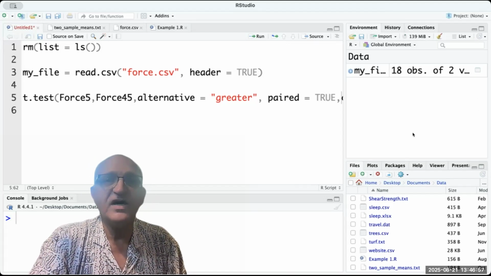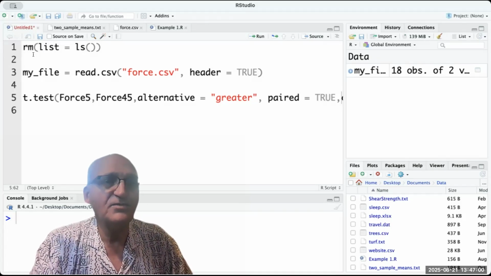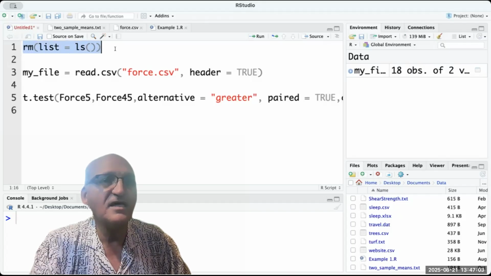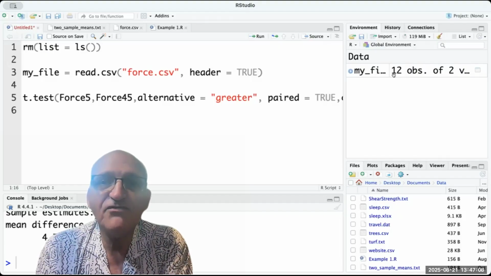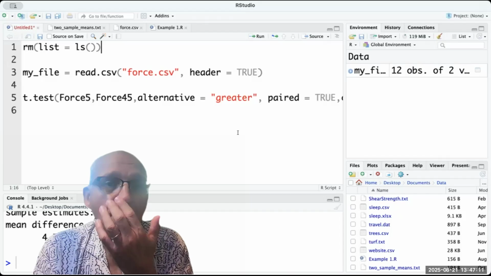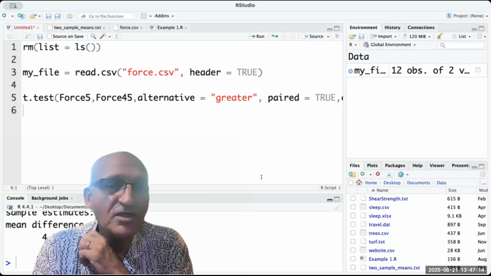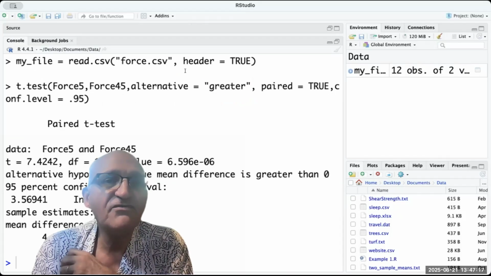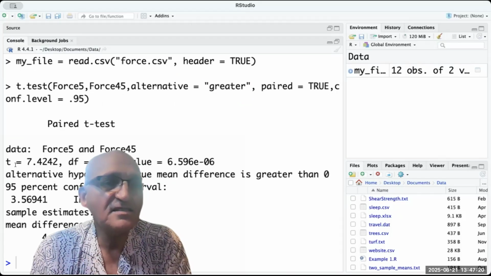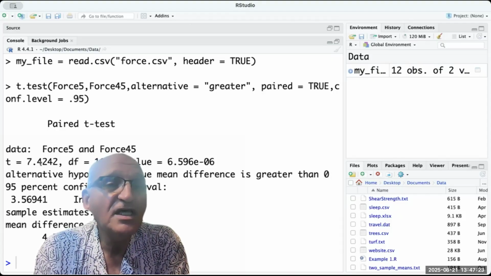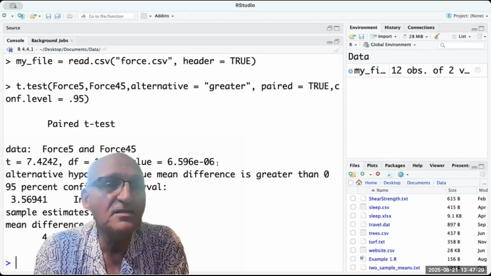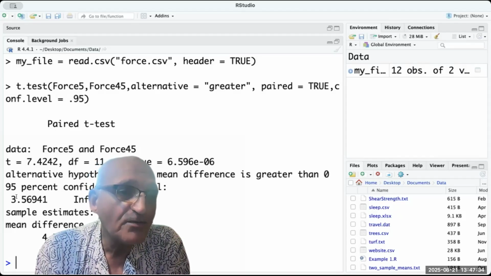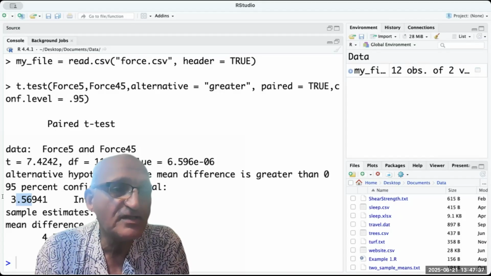Notice I still have my file in the data, but before reading even, it would be cleared by this line. Okay, so let's run it. Yes, you see now my file has 12 observations of two variables, force 5 and force 45. When you look at the output, the paired t-test, the t value is 7.4, extremely high. The p-value is almost zero, 6.6 over a million. And the alternative hypothesis goes from 3.5 to infinity. The zero is not there.